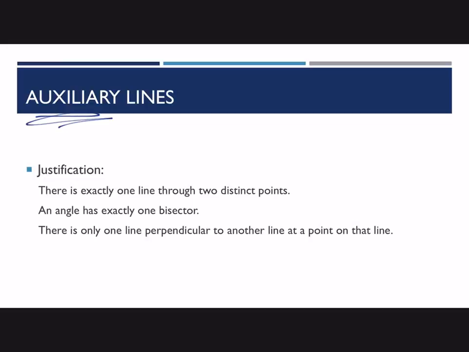We know that there is exactly one line through two distinct points. So let's say we have a rectangle ABCD, and let's say we want to draw in a diagonal from A to C. Well, why are we allowed to do that? Because we know that there is exactly one line through those two points A and C. So we're just drawing in that one line that this statement already states exists.